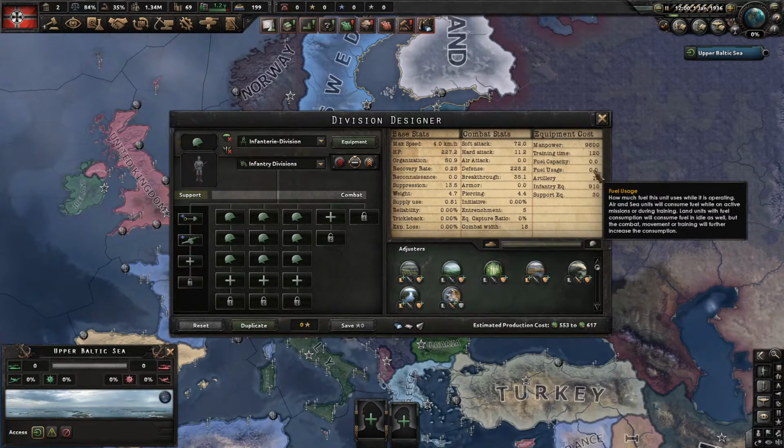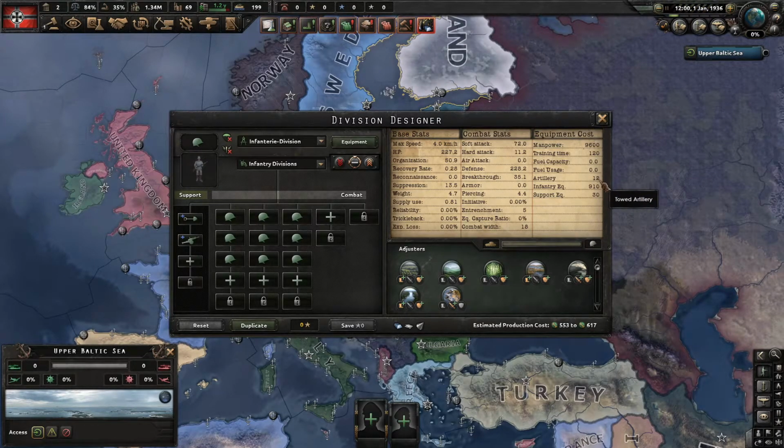And keep in mind that land units that have a fuel consumption will consume fuel on a daily basis, even when they're not doing anything. Because, well, trucks will have to run, you will have to get supplies to your unit, so it will use a bit of fuel. And of course, when your armored divisions are racing ahead in the Soviet Union, then you will be needing a lot of fuel.